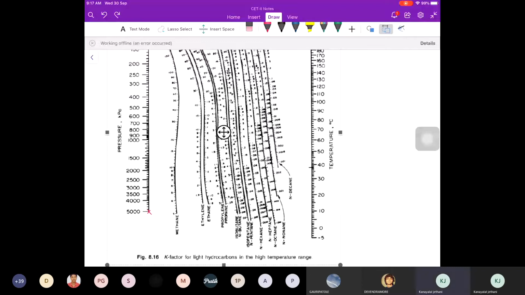Why is this not sticking? Anyway, let's see if I can just connect it like this.